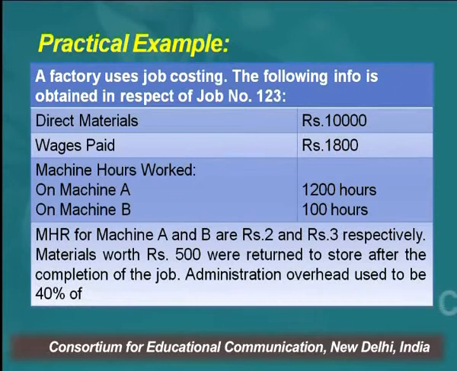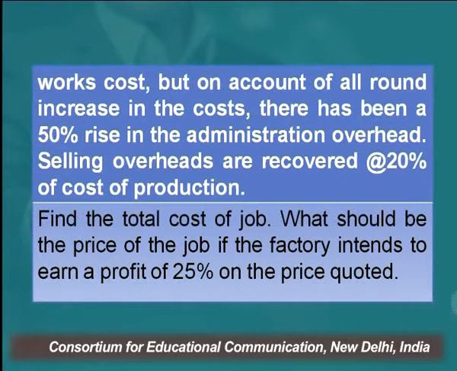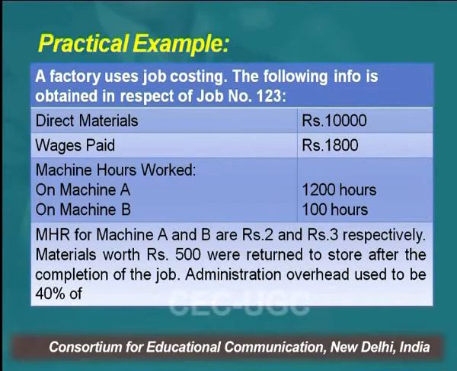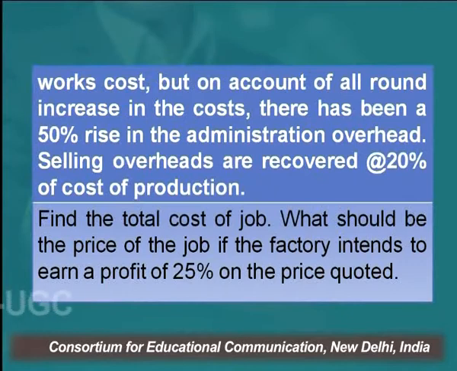Administrative overheads used to be 40% of the work's cost. So, whatever the factory cost is, 40% of it is administrative cost. But on account of all round increase in the cost, meaning there must have been some inflation, there has been a 50% rise in the administrative overheads. What this example says is that administrative overheads are 40% of the works cost, of the factory cost. But due to the increase in all round expenses, there is a 50% rise in the administrative overheads. So, we will calculate it on the basis of the increased price, right.